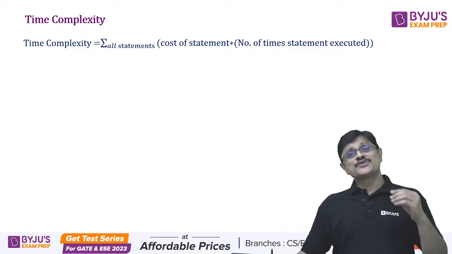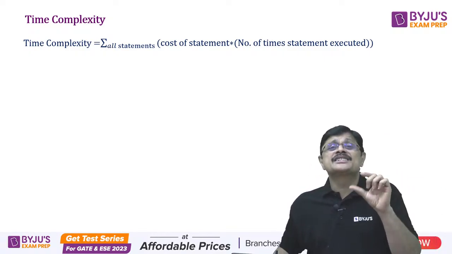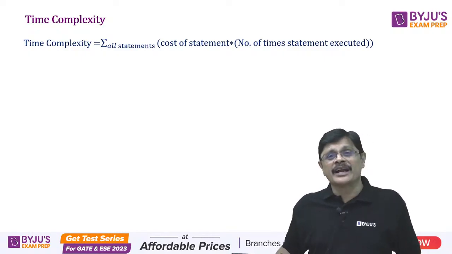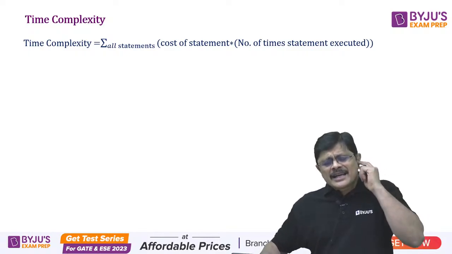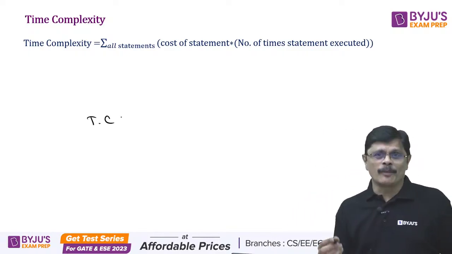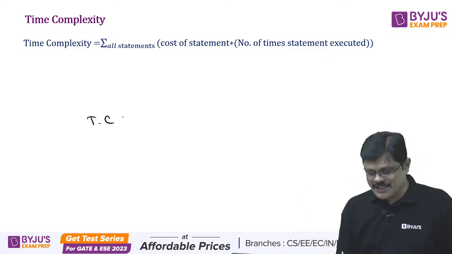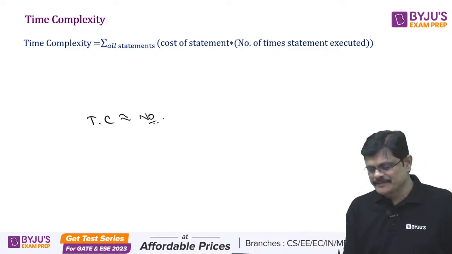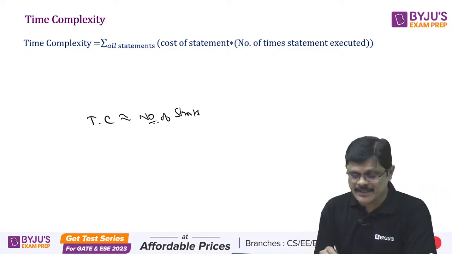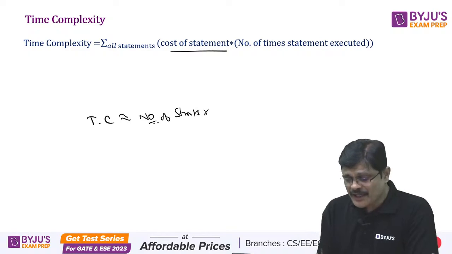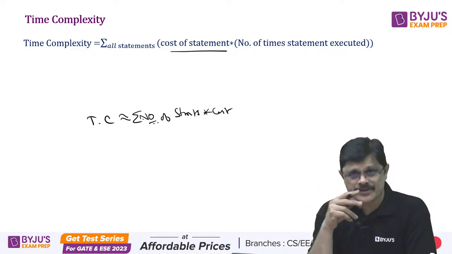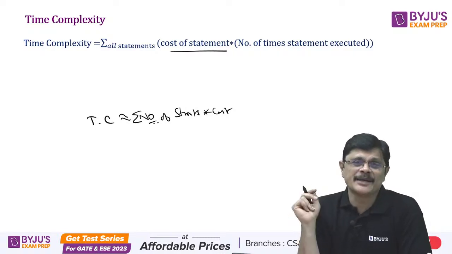So what we use is the notion of step or statement count. That is, how many statements are executed; we are interested in that. This number of statements executed is an estimate of our time complexity. But it is not a single statement, there can be many statements. So, cost of the statement into the number of times the statement is executed, and we do this over all the statements, my dear friends.